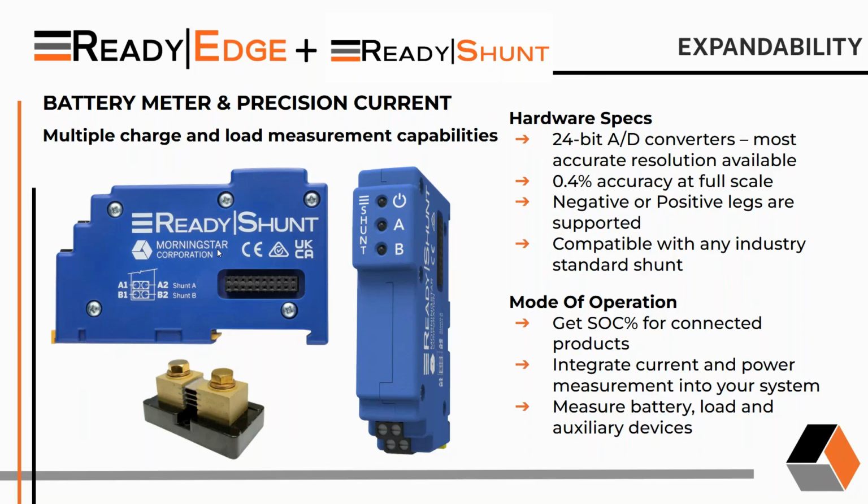So if you're not familiar with what a shunt is, this is what we show on the bottom here. It's really just a very low value resistor, and the Ready shunt is compatible with, as far as I know, virtually any shunt that is produced. We have 24-bit AD converters, which leads to 0.4% accuracy at full scale. So these are very accurate, and one of the big features is it will allow you to get SOC in a percentage based as opposed to voltage based for our connected products, which is another feature that people ask for a lot. And we'll show you how that works as well.